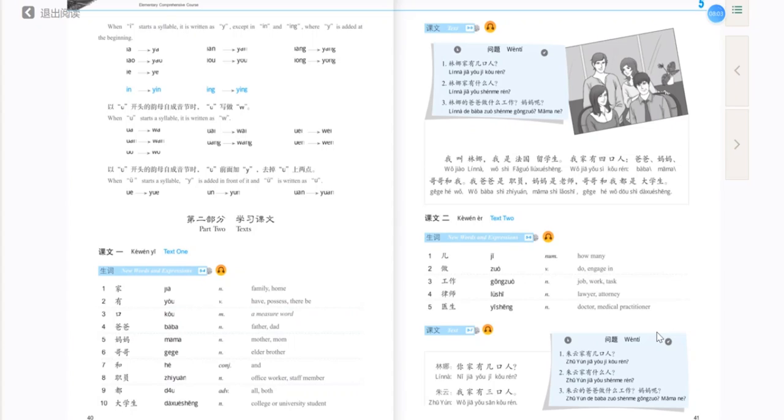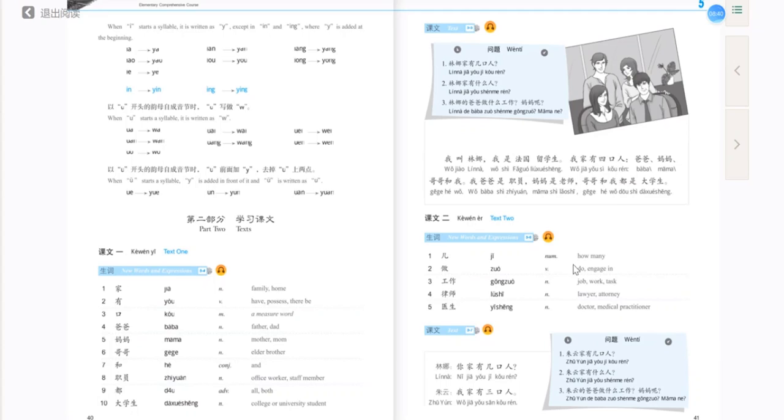Let's make a short dialogue. What does your father do? What's your father's job? And your answer is: my father is a lawyer. Then how would you say this in Chinese? We ask 你爸爸做什么工作? 我爸爸是律师. He is a lawyer.